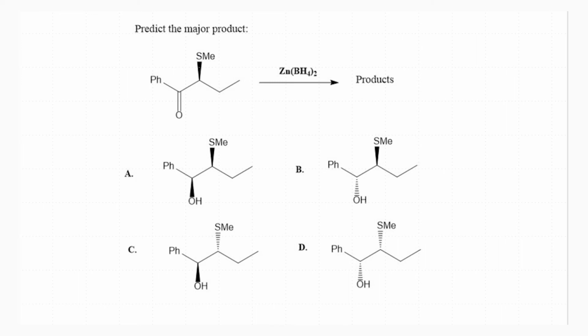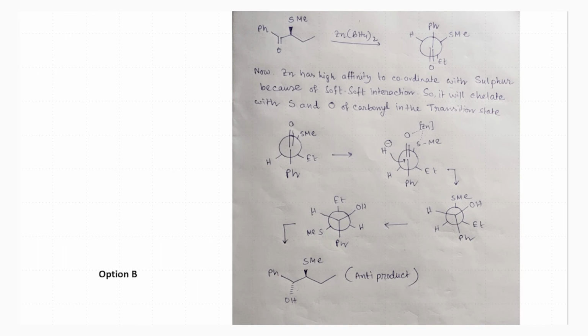You assign R and S stereochemistry. I'm not doing it in this solution over here, but you should do it, and when you get time, you should practice the entire problem from end to end. So if we go ahead and look at the problem, what we need to do is draw the stereochemistry of the starting compound. If you look at it from here, the phenyl is on top, the carbonyl is below. SMe is on the right, the hydrogen is on the left, and the ethyl group is below.